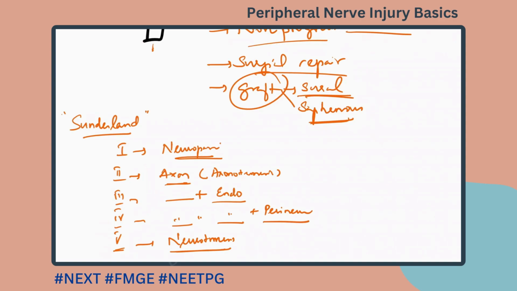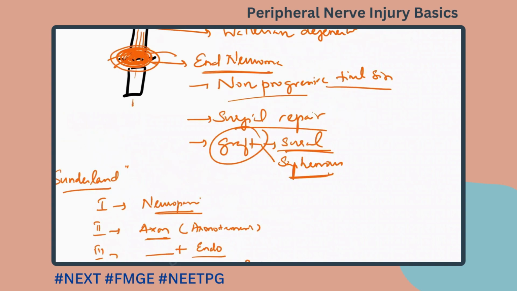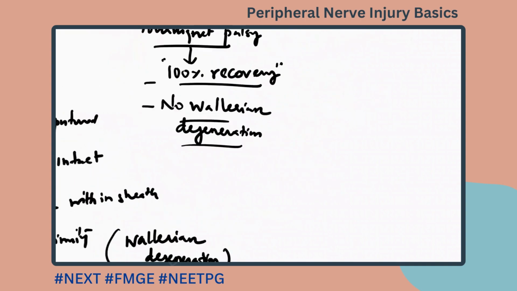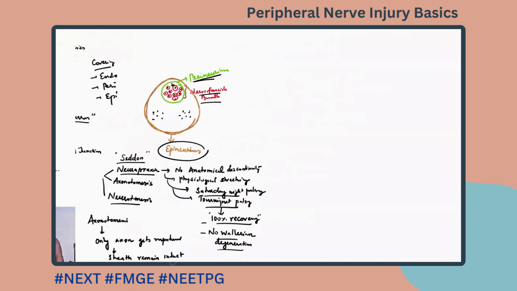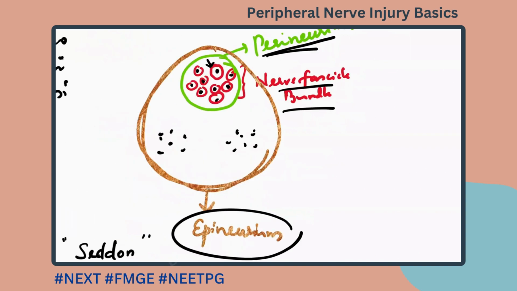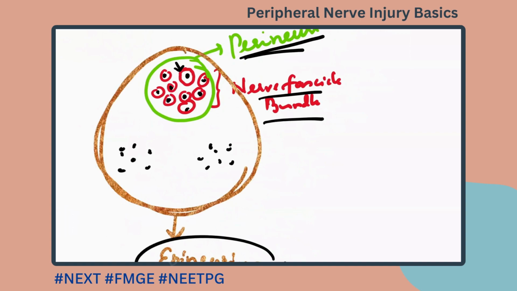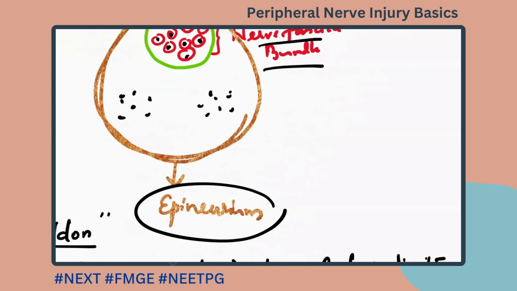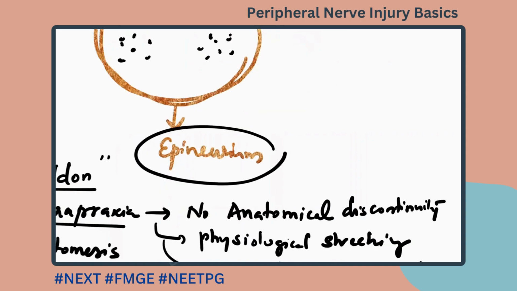Simple, yeah. A diagram will explain everything. So you have the axon, endoneurium, perineurium, and the epineurium. The way they get ruptured or torn, the classification goes like that. Okay, clear? So this is about the peripheral nerve classification.